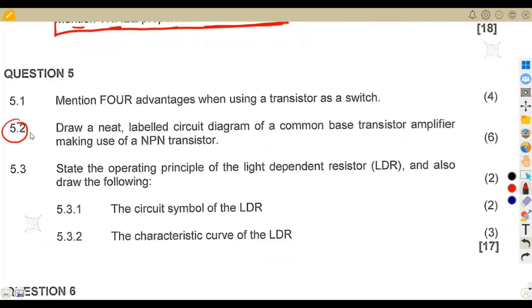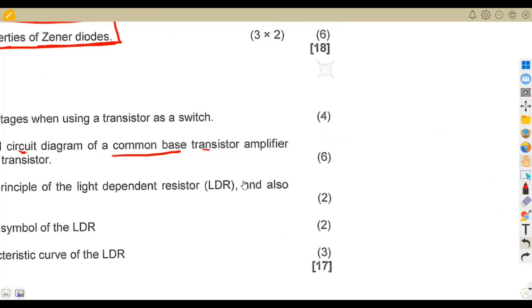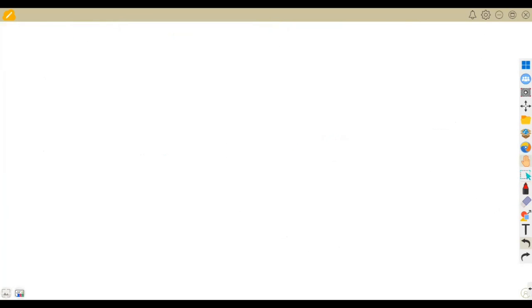Then on 4.2, we are now asked to draw a neat labeled circuit diagram of a common base transistor amplifier. Take note, it's a common base transistor amplifier making use of an NPN. So it is using an NPN and being a common base. So that's 5.2. Let us just have it here. I'm going to sketch what you're supposed to have, but you're supposed to draw neat and accurate.